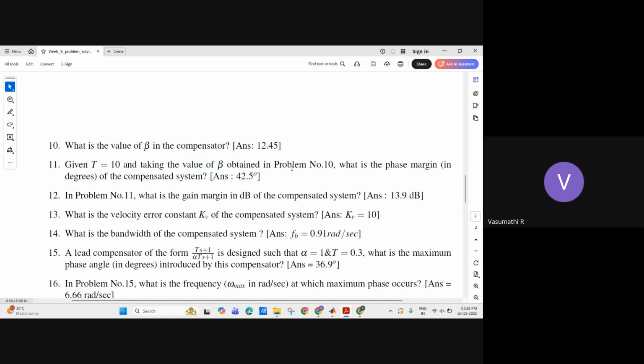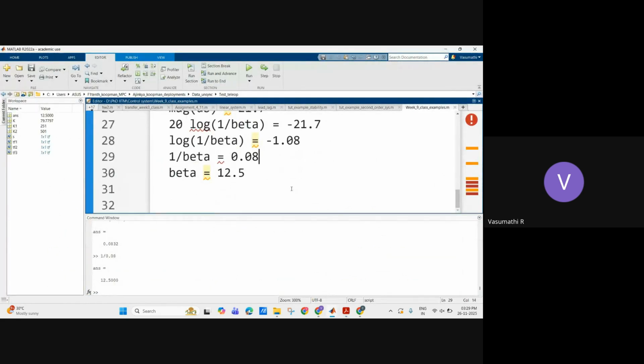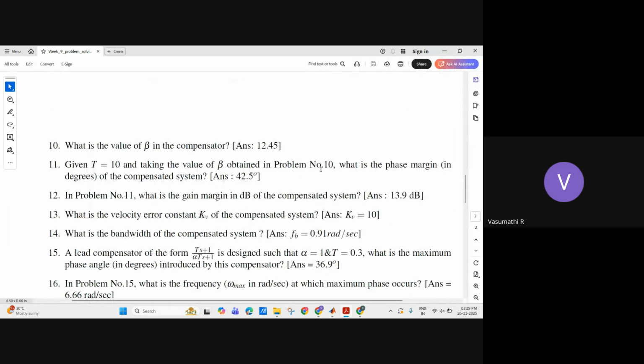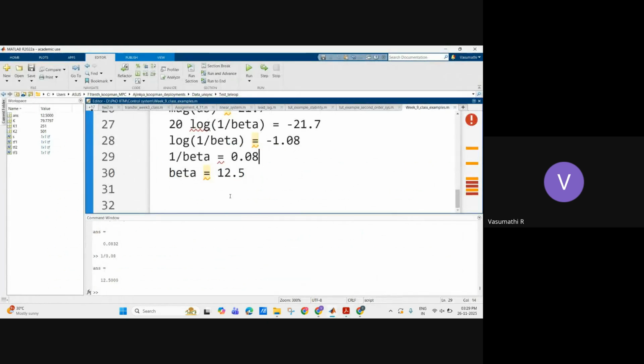So we just have to put that in the transfer function and add it together with the original transfer function, and find the Bode plot for that. That will give me the phase margin of the newest one. So my compensated system would be only the compensator they have asked me for. I can call it T compensated.